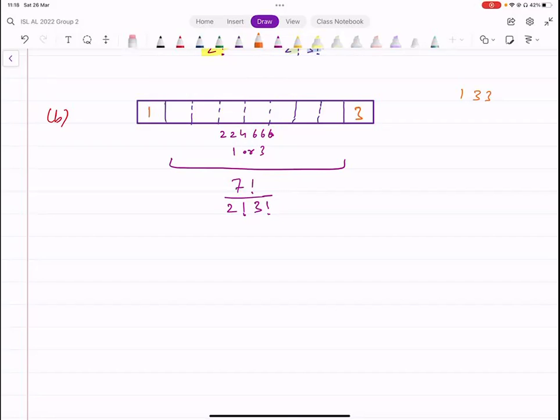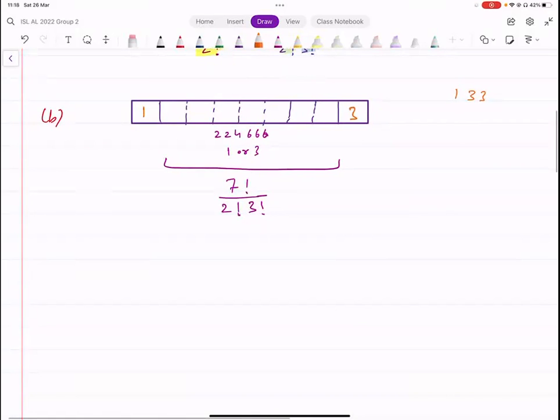1 3 हो गया, या फिर आपके पास क्या हो सकता है? 3 1 हो सकता है, 3 इधर और 1 इधर. और क्या पॉसिबिलिटी हो सकती है? You can have 3 here and 3 here. 3 1 हो सकता है, 1 3 हो सकता है, 3 3 हो सकता है. These are the 3 options that we've got for the ends, right? तो ends के लिए हम क्या कर सकते हैं? हम कह सकते हैं ends के ऊपर we've got 3 possibilities. तो इसको 3 से मल्टीप्लाई कर दो, right?